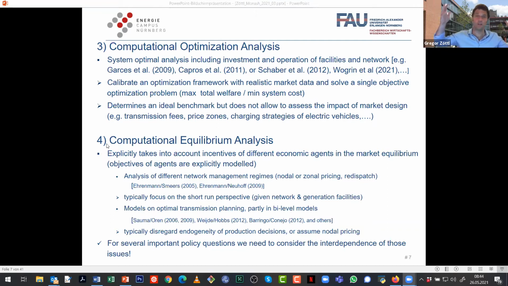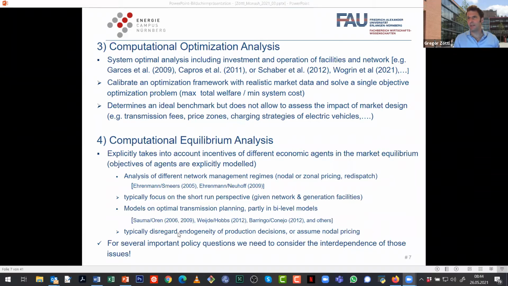The different objectives are due to market power, due to market rules such as zonal pricing, which are not perfectly aligning those objectives. And taking those different objectives into account, modeling and solving this for realistic market data computationally, this is basically the domain where we are contributing. And there are also many contributions in this context.